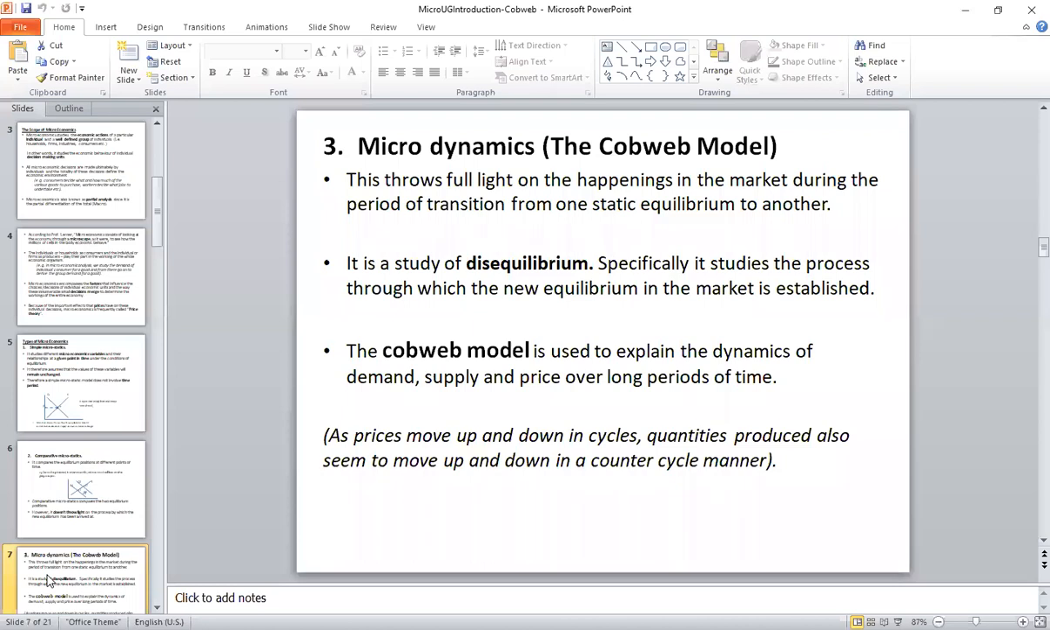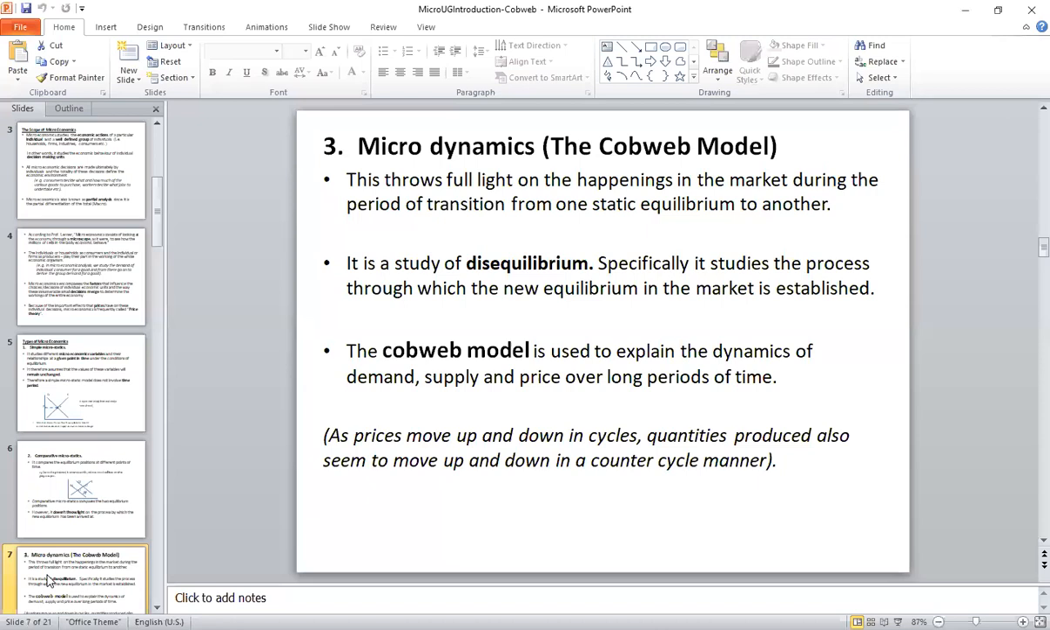This cobweb model is used to explain the dynamics of demand, supply, and price over long periods of time. So when we say dynamics of demand, supply, and price, as prices move up and down in cycles, the quantities produced also seem to move up and down in a counter-cyclical manner. Now, how does this happen?